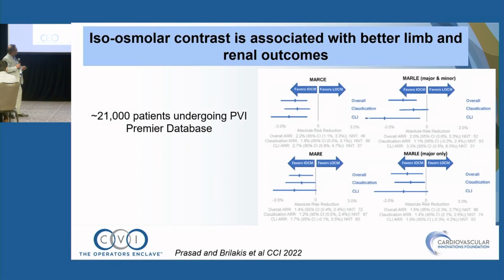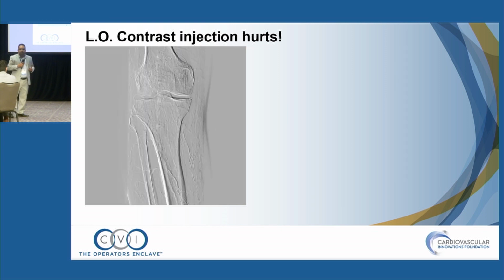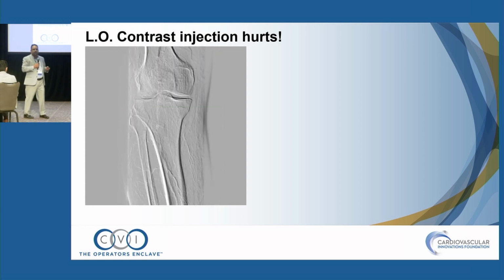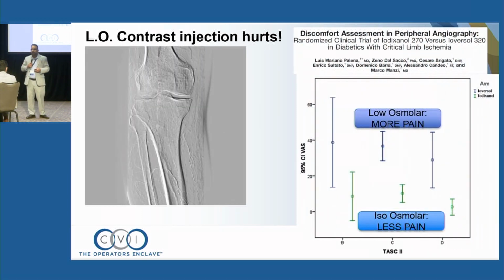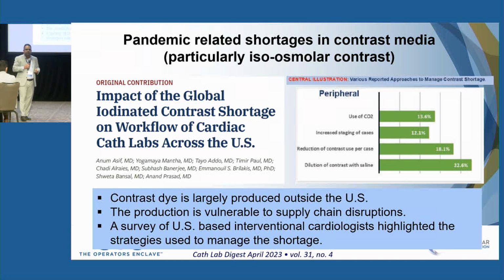And then I use isoosmolar contrast. Part of that is we have data suggesting better limb and renal outcomes with isoosmolar contrast. So low osmolar contrast actually can hurt patients. You guys have all seen this when the techs hang the wrong bottle and the patients are in pain. And there's randomized controlled data out there that demonstrate more pain with low osmolar contrast than isoosmolar contrast.